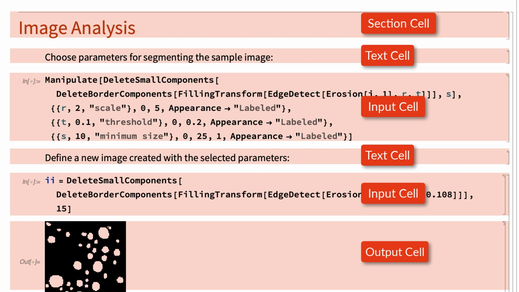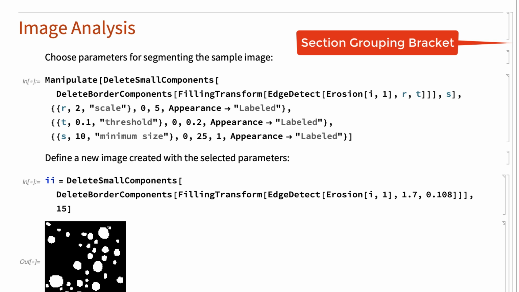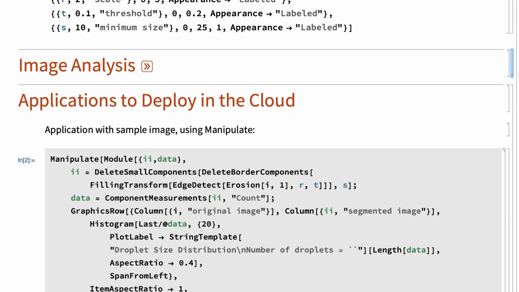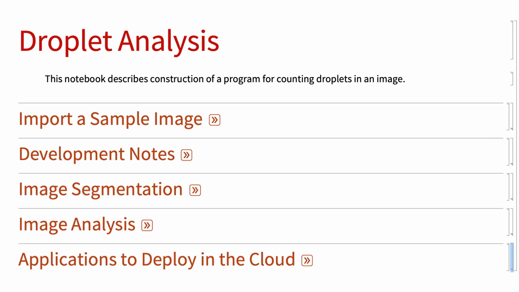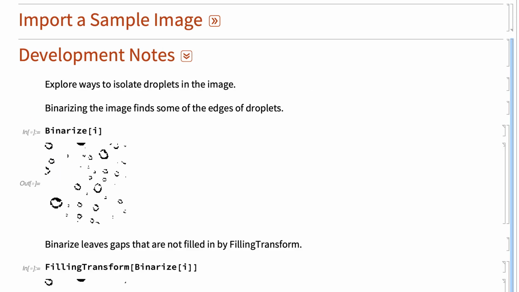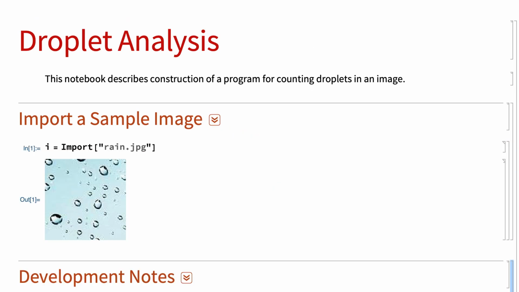For larger projects, it is convenient to organize the project by organizing the cells into groups, like the section groups in this notebook. Section groups can be closed by double-clicking the grouping bracket to give an outline overview of the project, and to work on some part of the program, closed sections can be reopened by double-clicking the same bracket or by clicking this icon in the heading of a closed cell.